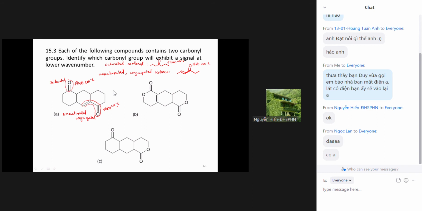So if you take this compound and put it in between two potassium bromide salt plates, and you irradiate the sample with infrared light, then you get a spectrum in which you see two different signals corresponding to two different kinds of carbonyl groups. One is saturated and the other is an unsaturated and conjugated carbonyl functional group. Okay.